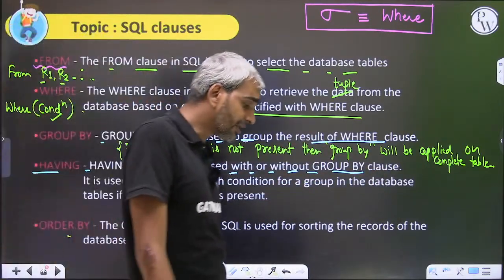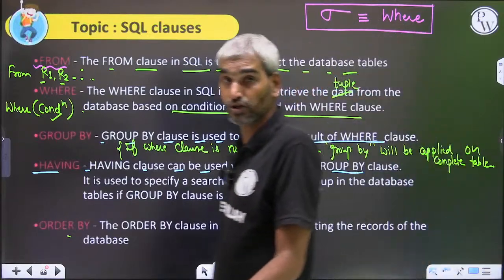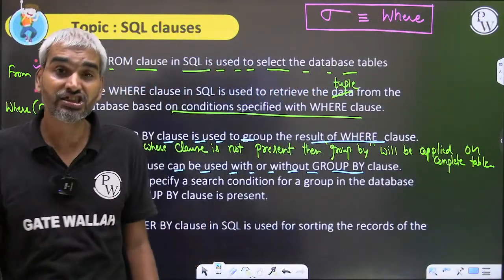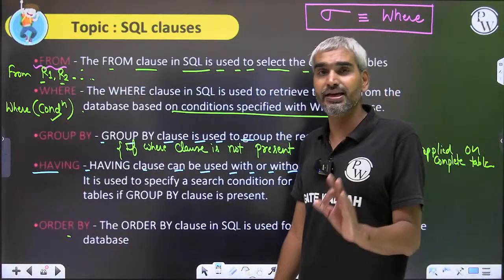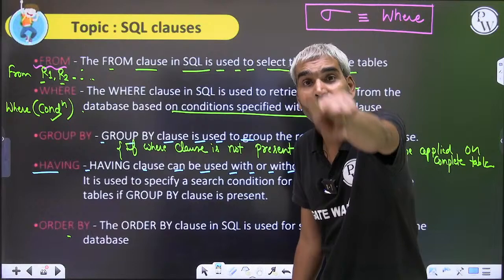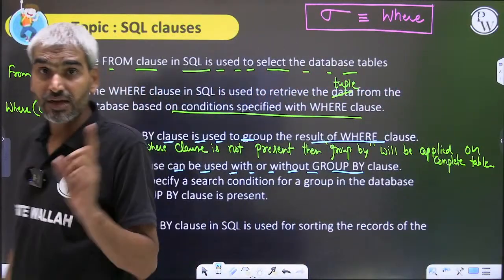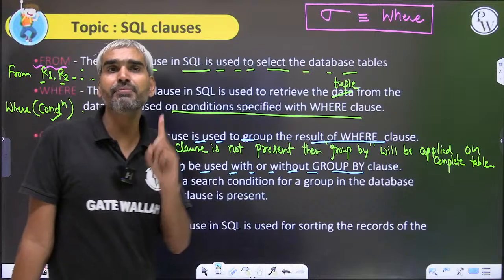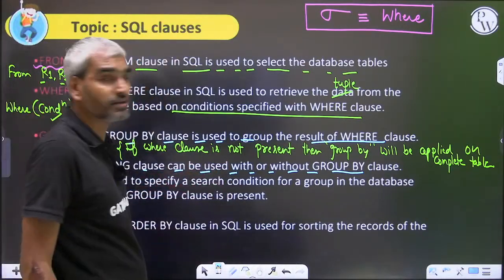It's not necessary that the having clause will always be present along with the group by clause. You may also use the having clause without the group by clause, but in that specific case, the having condition will be applied on each tuple and will work as the where clause. If there is no group by clause, then the having condition will be exactly the same as the where clause. Clear? So the having clause can be used with or without the group by clause.